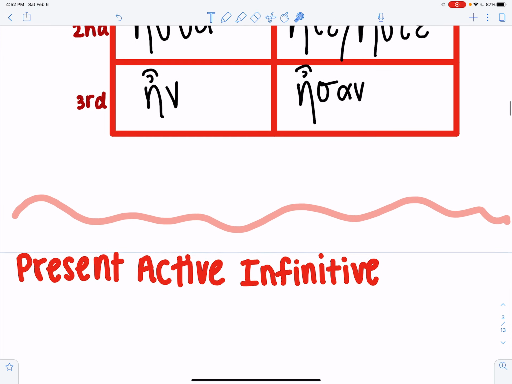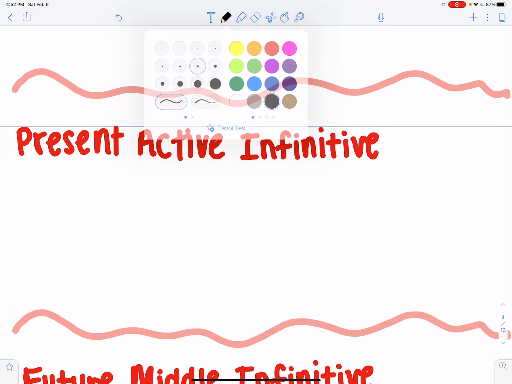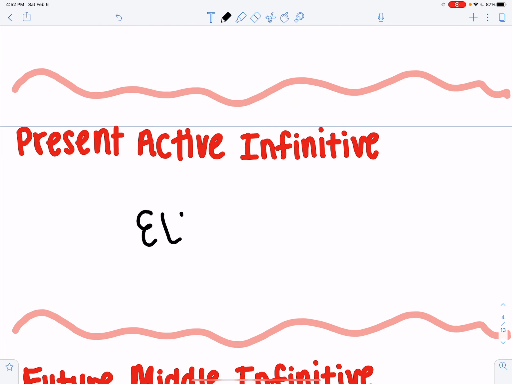Now on to some shorter, simpler ones, I think. So, present active infinitive is going to be einai, epsilon, iota, nu, alpha, iota. Okay, hold on. Let me make this a little bit thicker for this space. And here we have smooth breathing, einai, not heinai, and then a circumflex over that first iota. This is the present active infinitive, so this is just going to be to verb, and since I've already said eimí means to be or exist, einai just means to be.